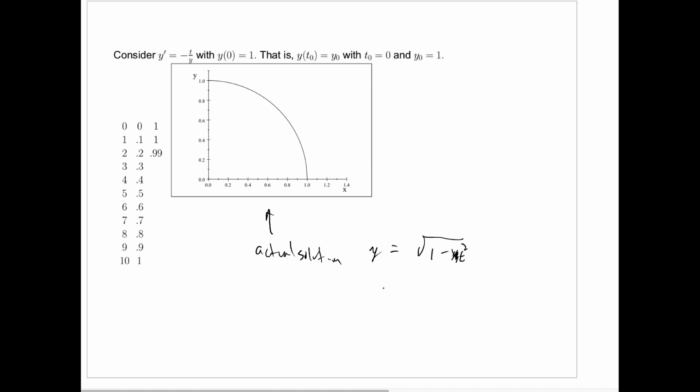Let's say we didn't know what the actual solution looked like, and we just knew that we wanted to start right here and approximate with increments delta t of 0.1.